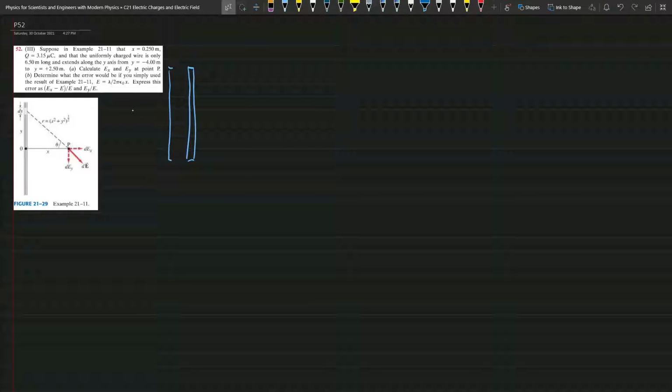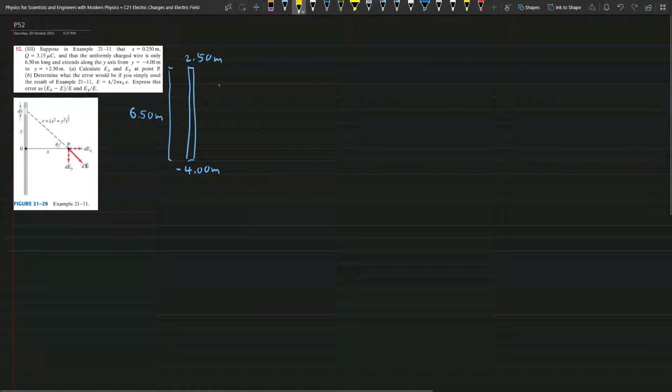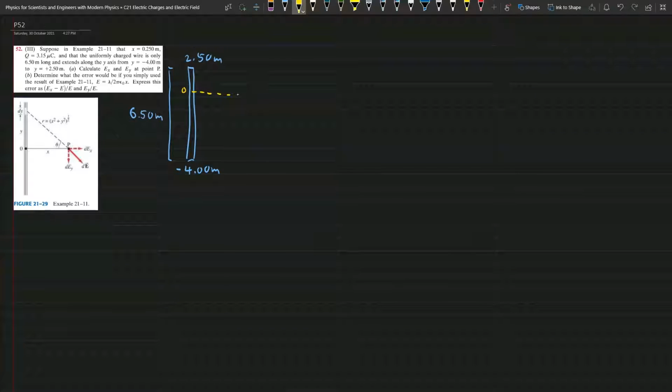Here we have a straight wire, and the total length of this straight wire is 6.50 meter. At one edge here it is located at negative 4.00 meter, and another edge here is located at 2.50 meter from the origin. Let's say this is the origin, and this is a point P, and this is the x-axis.